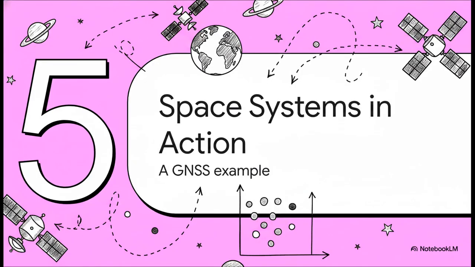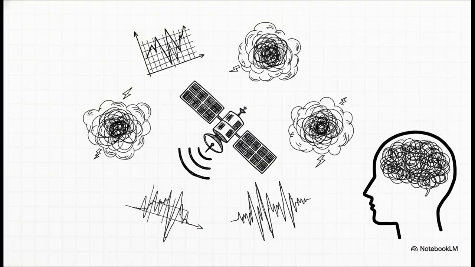Finally, Section 5, Space Systems in Action, a practical GNSS example. All right, it's time to bring it all together. Let's apply everything we've learned to a real-world space dataset. Imagine you're working with a Global Navigation Satellite System, or GNSS, dataset.